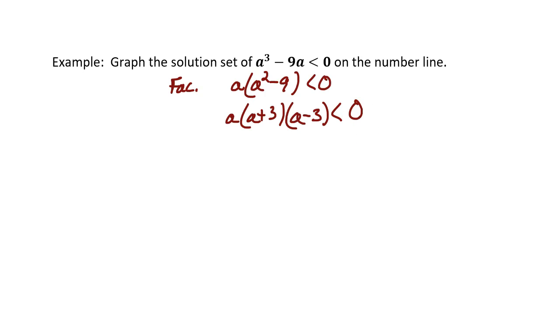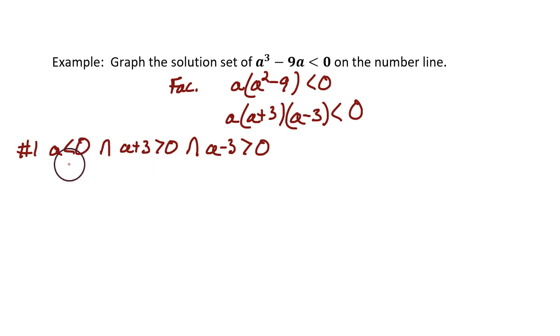What did that second theorem say about multiplying things together and getting a negative answer? You have to have an odd number of negative factors. So we have some different possibilities. Possibility number one, maybe the first factor is negative and the second factor is positive and the third factor is positive. If so, there would be an odd number of negative factors being multiplied together, which would create a number less than 0.